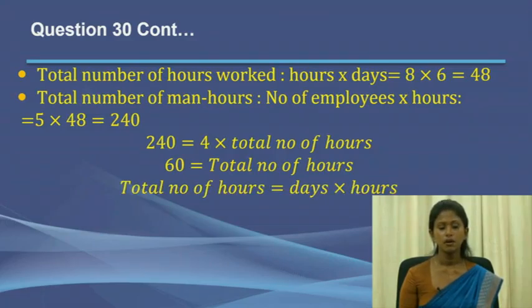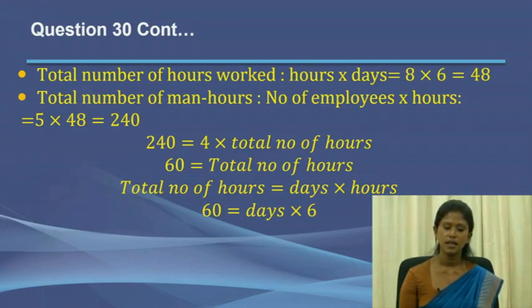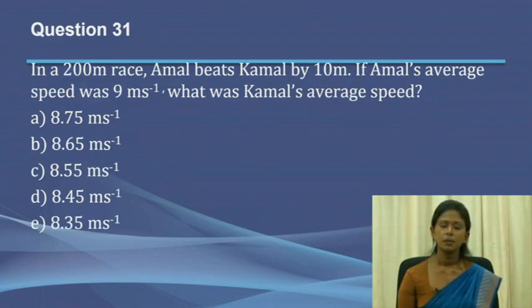Then total number of hours equals days multiplied by hours. So the days equals total number of hours divided by hours per day, and you end up with 10 days.